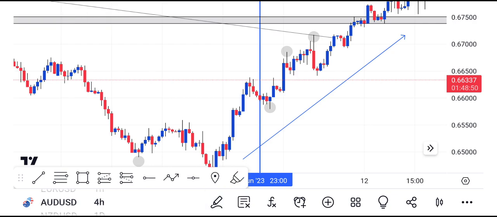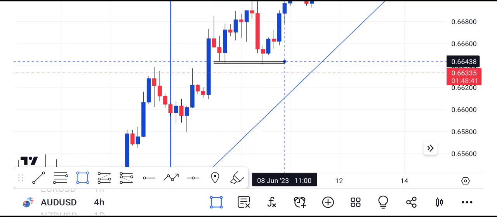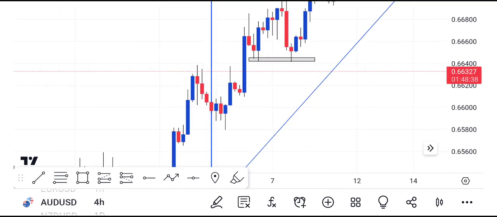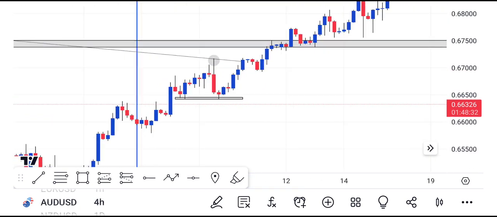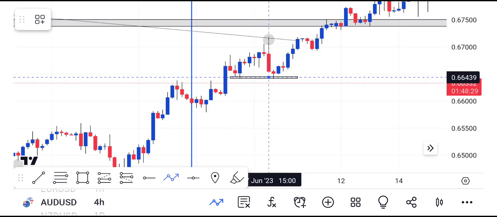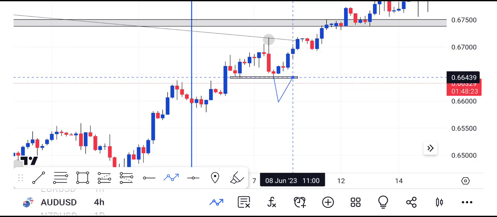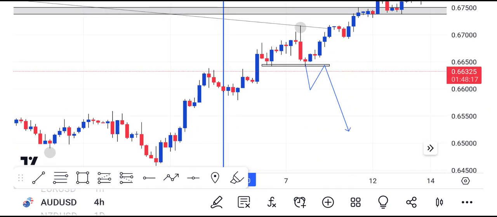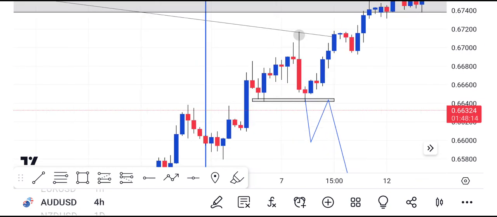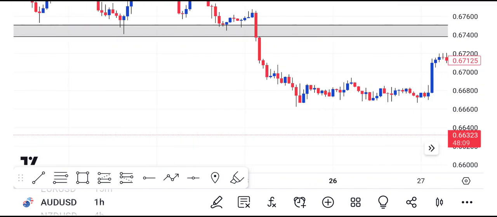But when you get here, you will notice that price failed to break this level here. It failed to break that level, because usually we would have waited for a break on that level, and then after price breaks that level, we wait for a retest, and then on that retest we wait for candlestick confirmation, and then we enter our sells. So price didn't break that level. Let's go down to the 1 hour so we can clearly see what I'm talking about.